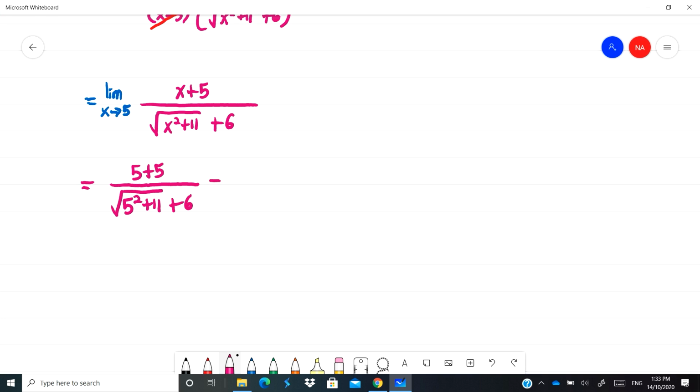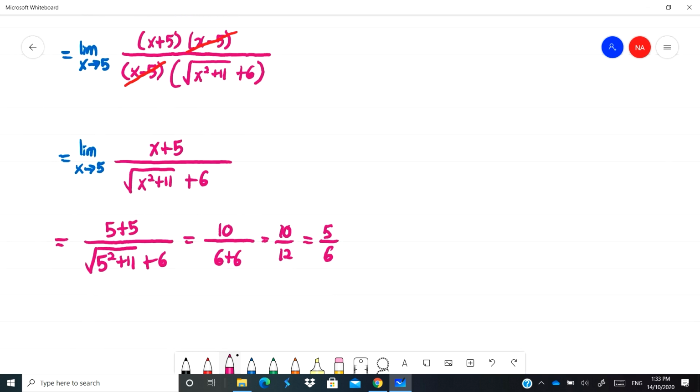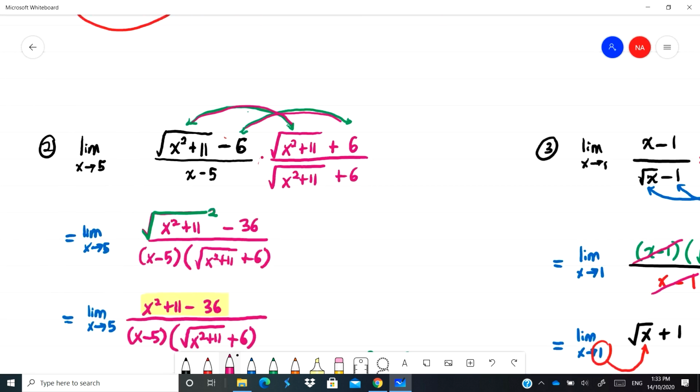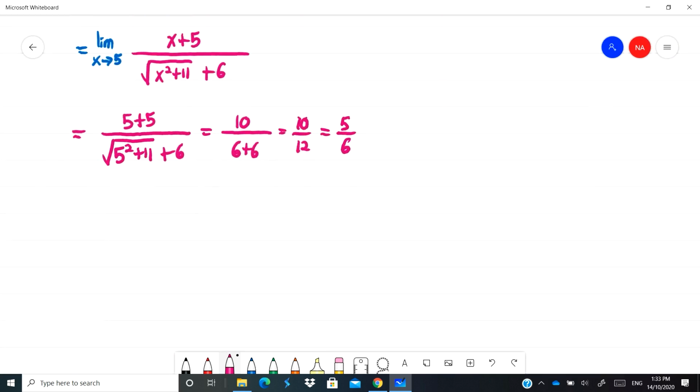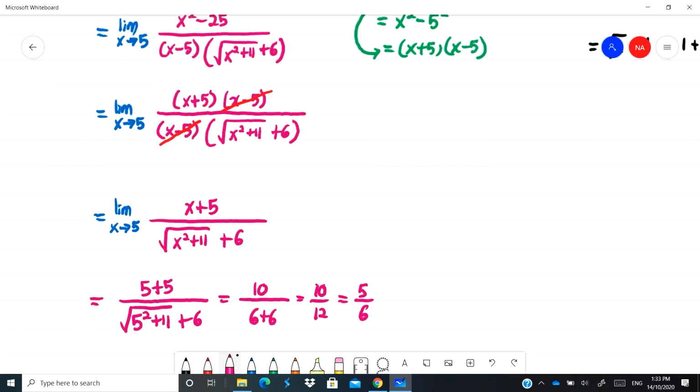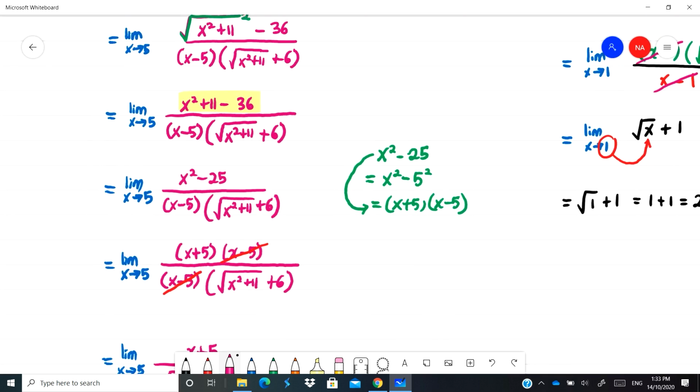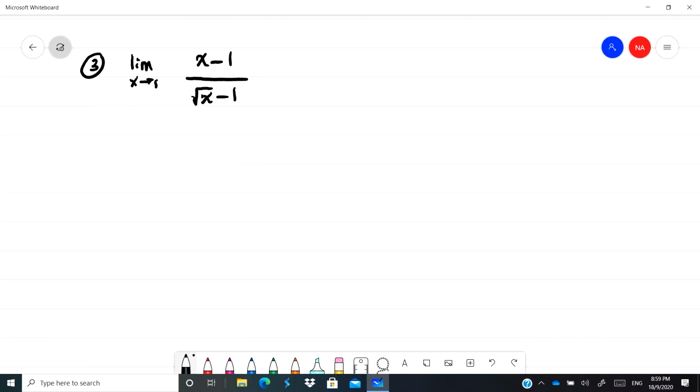So we'll have 10 over the square root of 25 plus 11, which gives 36. The square root of 36 is actually 6. So 6 plus 6 is 12, and you'll get 10 over 12, which is given by 5 over 6. That is your final answer for this one. Instead of 0 over 0, you'll get 5 over 6 as the value of the limit as x approaches 5.